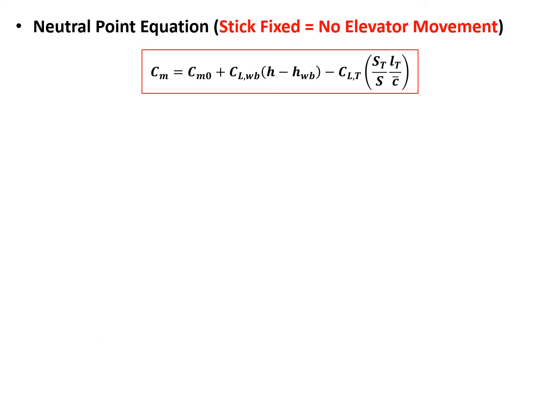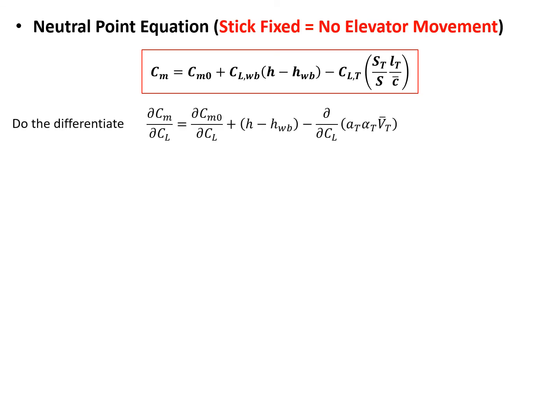Okay. The task now is to derive the neutral point equation, and it will be derived on the stick fix condition. What does stick fix mean? Stick fix means the pilot won't control the stick. There will be no movement of the stick, so there will be no elevator movement. And in a box, we have this pitching moment equation, and we've derived this earlier. And now let's walk further from here. First of all, we take the difference, partial Cm partial CL, which essentially means we differentiate with respect to CL, and then we get this expression.